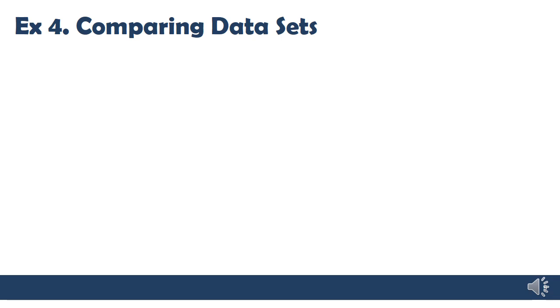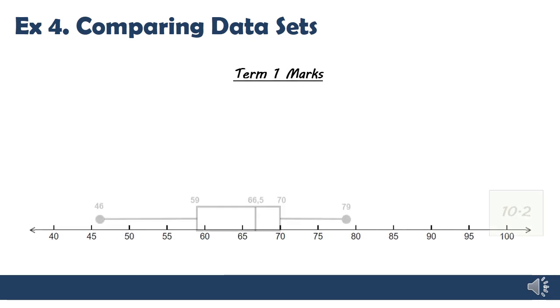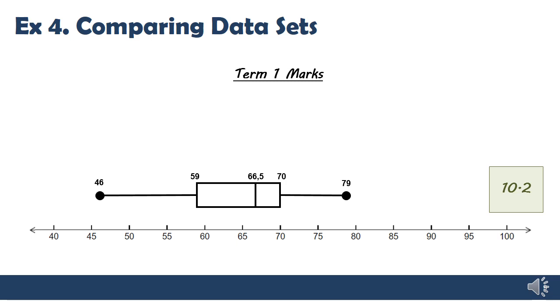So now that you know how to draw a box and whisker plot, we need to see how they're useful, so we need to do some analysis. To do this, I'm going to compare 2 data sets, but you'll see that they're related. The first one are term 1 marks for some grade 10 class at some school. Let's not name that school, but this is the 10.2 class.